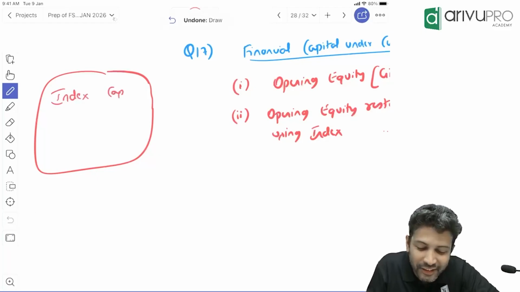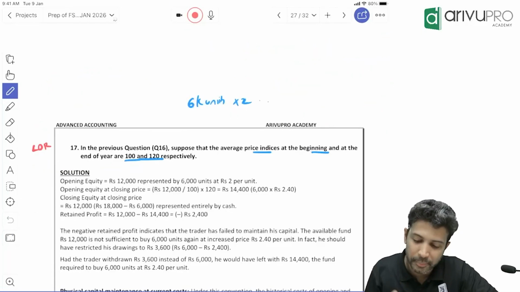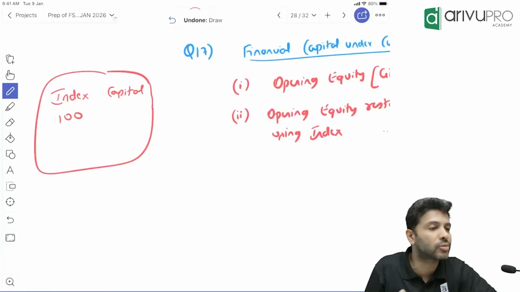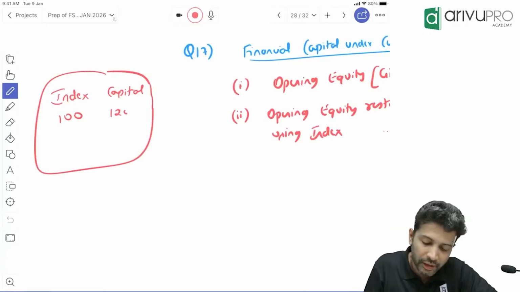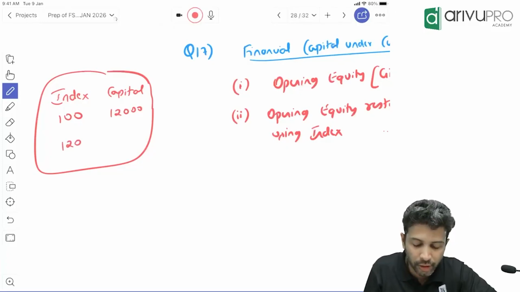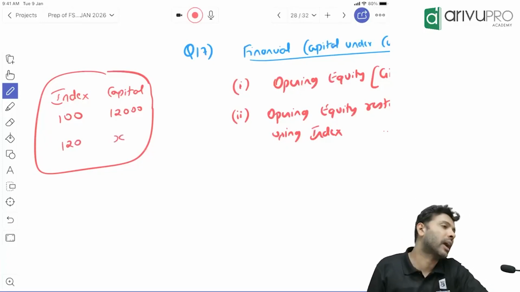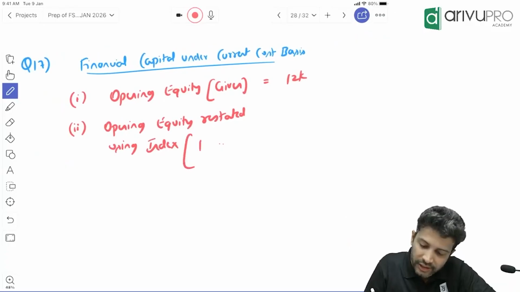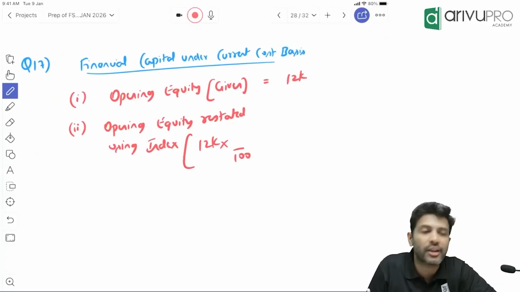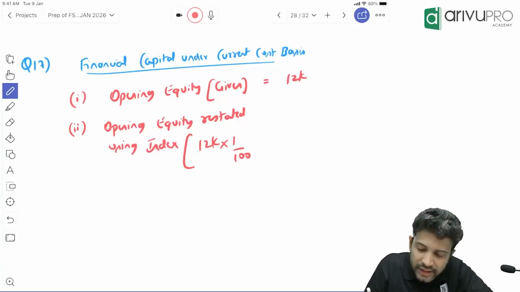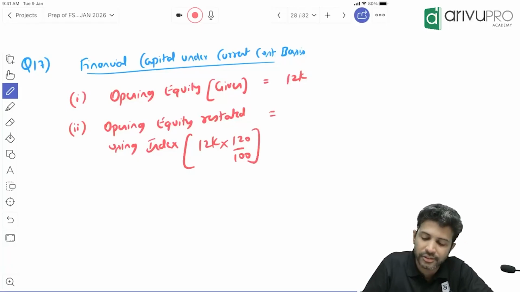Index, capital. Sir, people, at the beginning of the year, how much was the index? 100. At the beginning of the year, the index was 100. And how much was our capital? 12,000. At the end of the year, if the index is 120, how much is your capital? You need to restate your capital considering the index. So how will you get this? Basically 12,000 represents 100, because 12,000 was the number when the index was 100. Now is the index 100 or 120? How much is this?